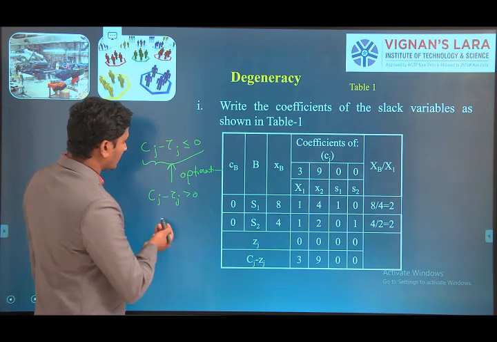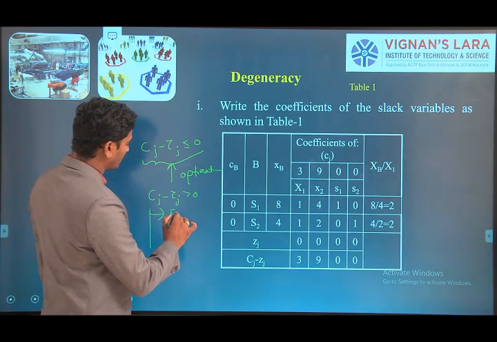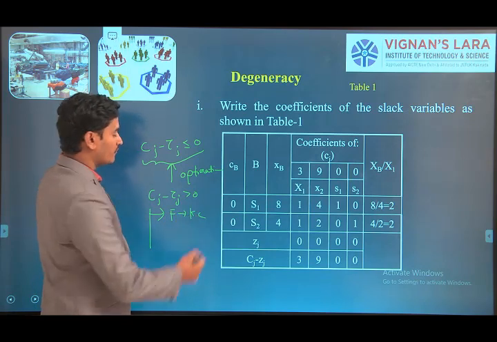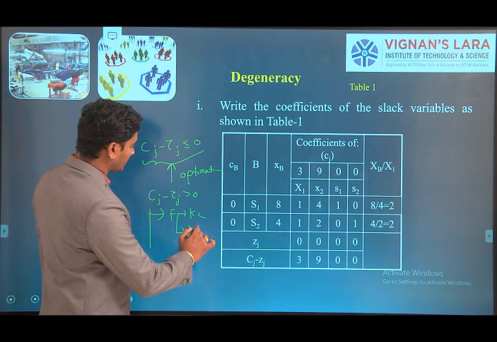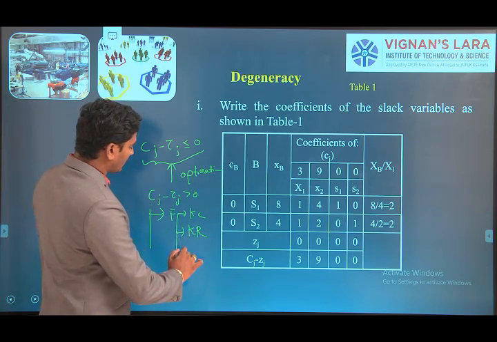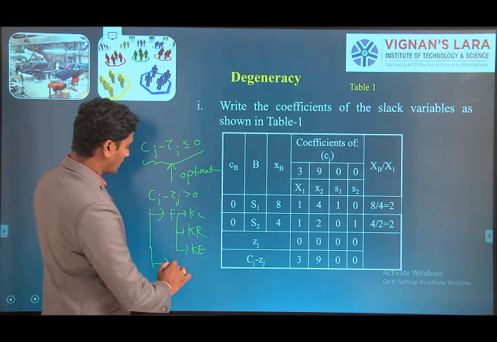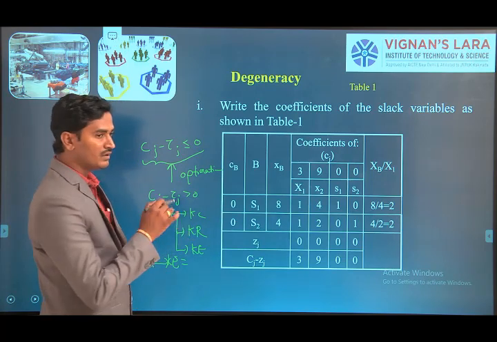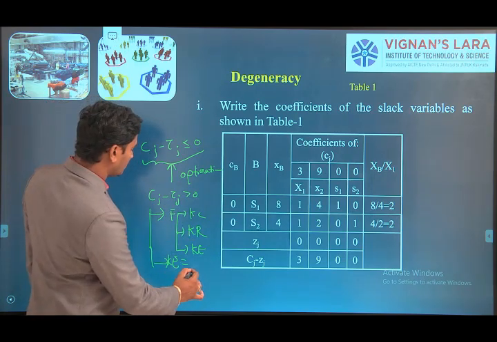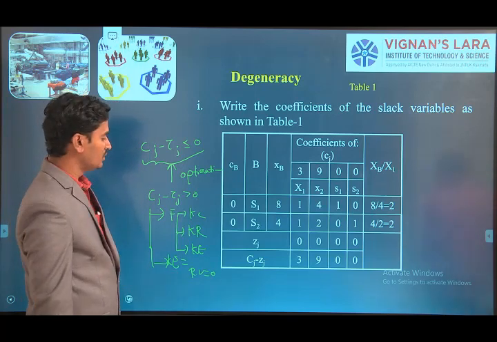What are the iterations? Here in this iteration, first we have to identify the key column. From this we have to identify the key row. Then again we have to identify the key element. Next step, we have to make the key element equal to 1. Then the remaining values of key column we have to convert to 0.